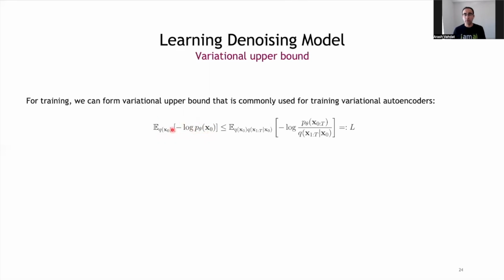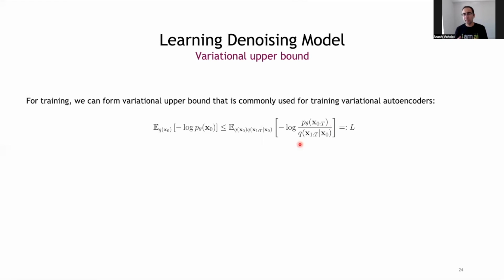Unfortunately, this is intractable. We don't have access to this quantity, but we can define a variational upper bound, where now we have this expectation over training data. We have an expectation over samples drawn from the forward process. This is the forward process. You can think of it as the encoder in a VAE that samples from latent space. So you can think of these as latent variables x1 to capital T. And we have this log ratio here, where the numerator is the joint distribution of the samples on the full trajectory that is given by our denoising model, P theta. And in the denominator, we have the likelihood of the samples generated by the encoder.